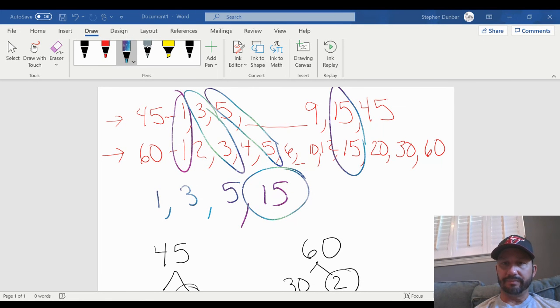4, nope. 5, nope. 6, yes. 6 times 7. This is why I do it in pairs like this and move towards each other, because that way you're narrowing it down. So those are all of your factors.